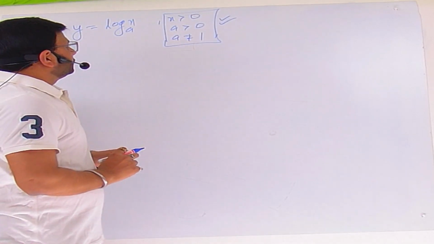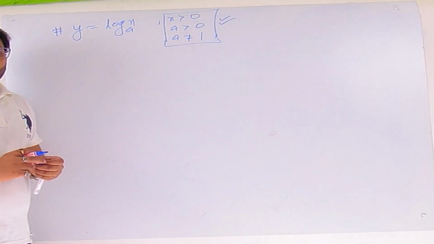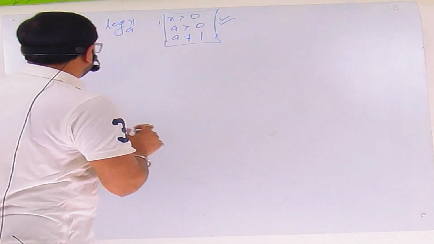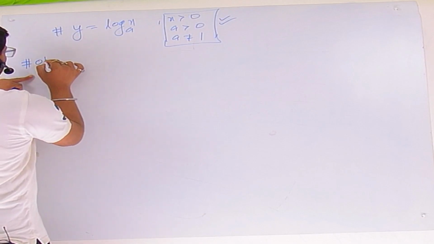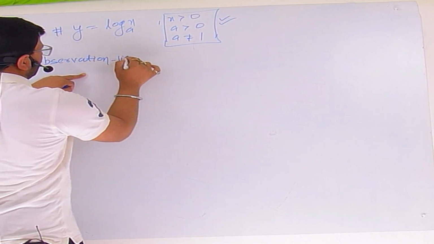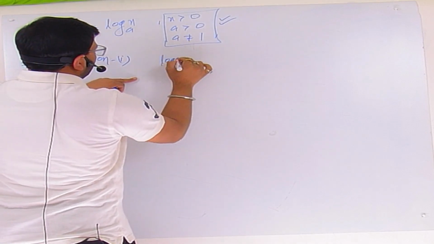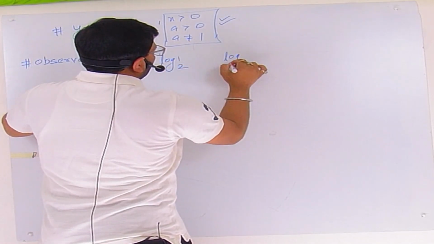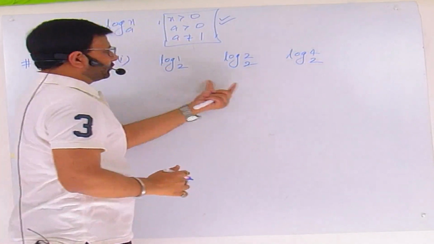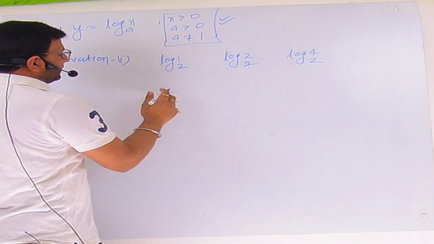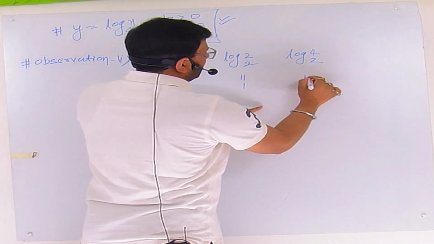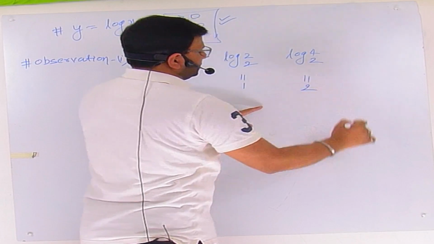Yes, okay. So next I will discuss two observations, and based on these two observations I will write some conclusions. So I am writing here observation number one. If I write log 1 base 2, log 2 base 2 and log 4 base 2, what will be the output? Log 1 base 2 is 0, log 2 base 2 is 1, and log 4 base 2 is 2.